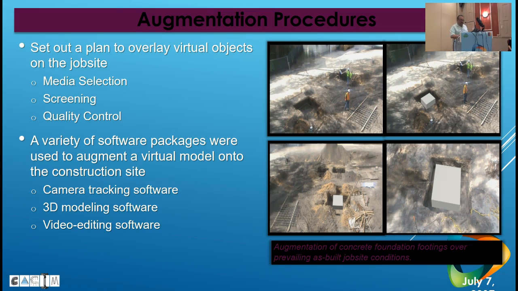The camera tracking software was used to process the video, defining the camera path, and that way we can augment the reality using the same path. We used the 3D modeling software to begin the process of combining the visual media and virtual objects, and the video editing software was used to combine all the videos we took.